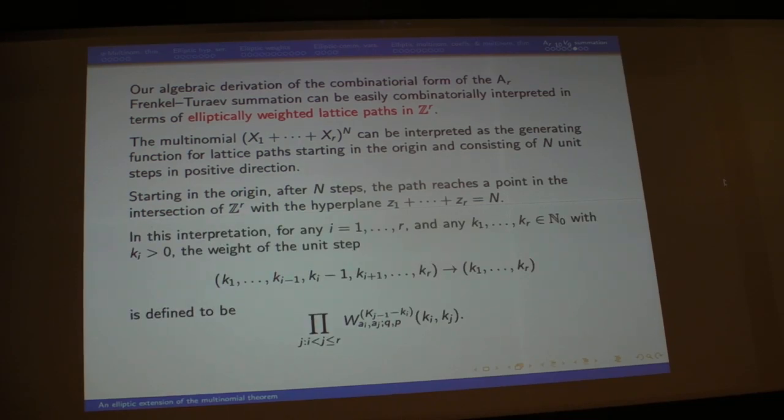And we have a precise assignment for the weights with a unit step. The ith unit step ending in the point k1 to kr, we assign it this weight: the product of j's between i plus 1 and r, and these shifted big weights. So it's quite exact. I mean, it is exact.